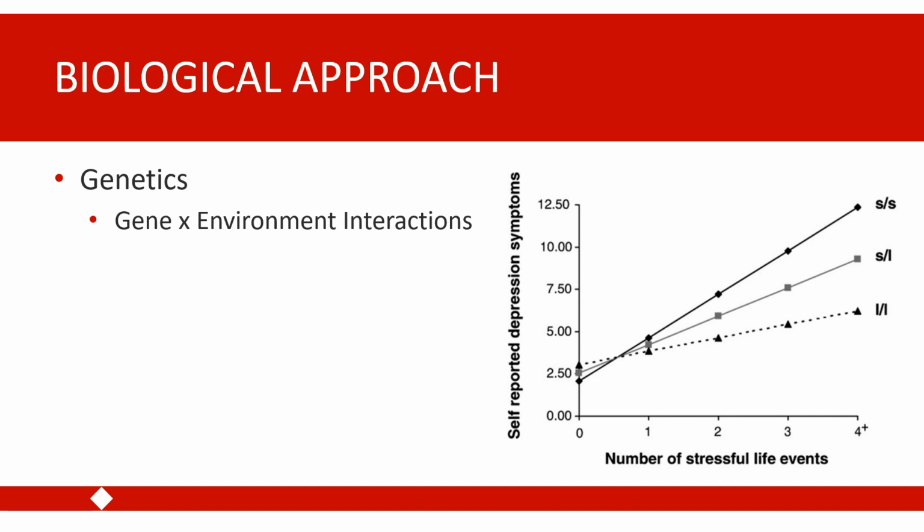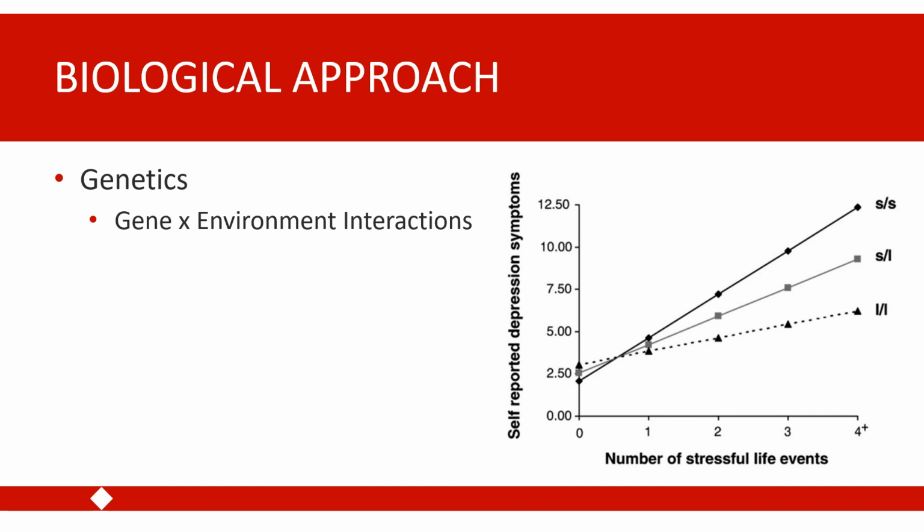As you can see from this graph, individuals who report having no stressful life events tend to report the same level of depressive symptoms regardless of which combination of alleles of the serotonin transporter gene they have. In contrast, as individuals experience more and more stressful life events, individuals who have one or two short alleles of the serotonin transporter gene report higher and higher levels of symptoms of depression compared to individuals who have two long alleles of the serotonin transporter gene.